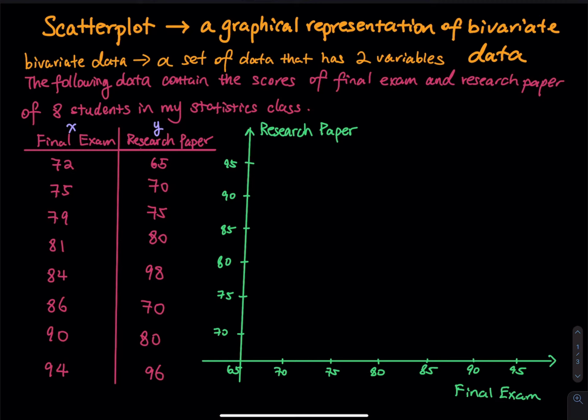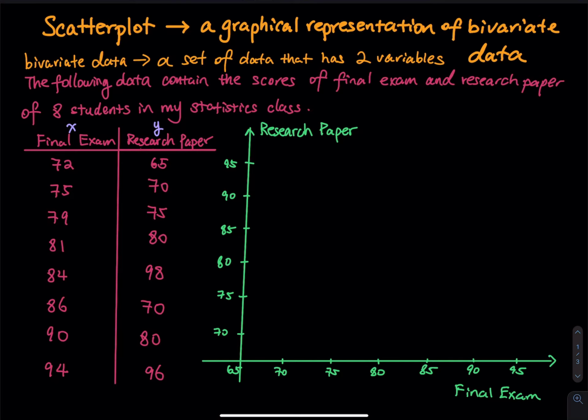Let me give you an example of bivariate data. The following data contains the scores of the final exam and research paper of 8 students in my statistics class. This is bivariate data because there are two variables. The first one is final exam score. The second one is research paper. Let's take a look at the data. How many students are there? There are 8 students, right?